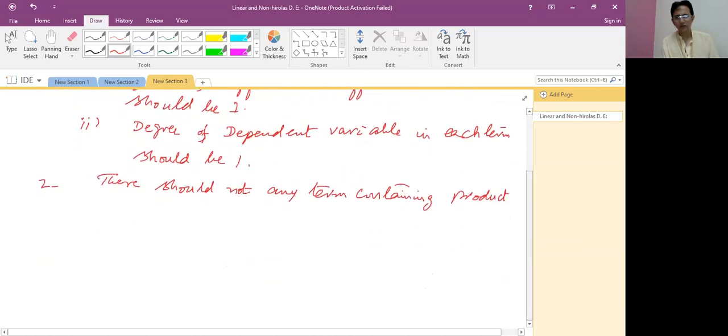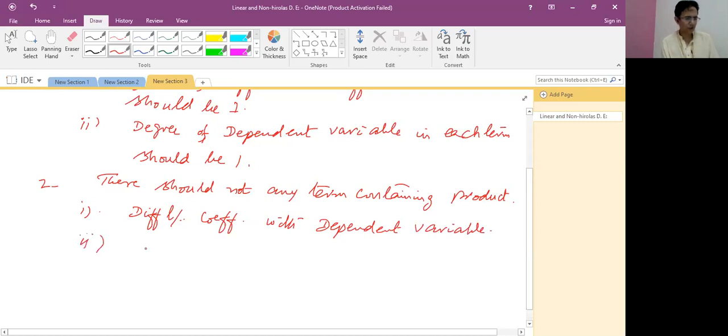Further, it has two parts, student. It means no product, any term containing a product, for example xy multiplying by the differential dy into dx. So it has two parts: the differential coefficient with the dependent variable, and the second one is differential coefficients with each other.